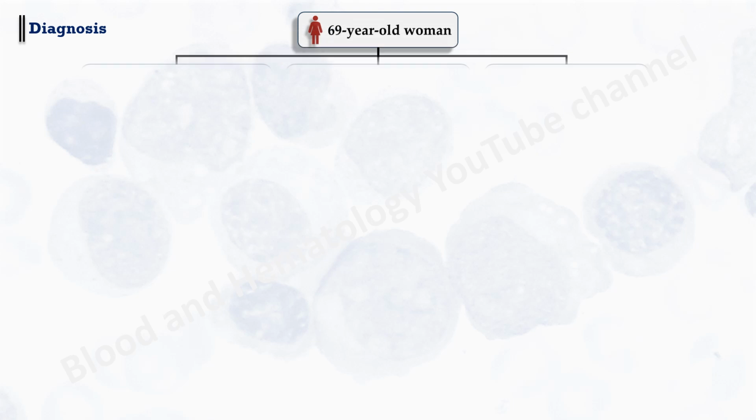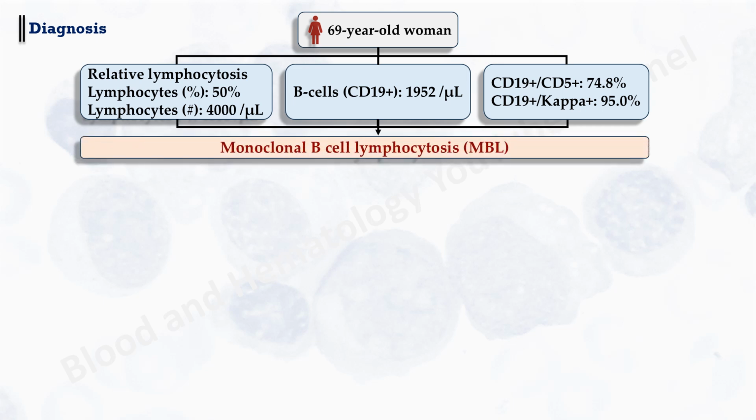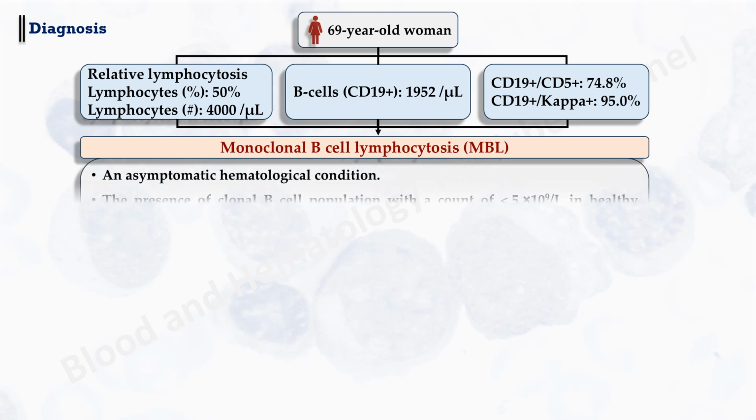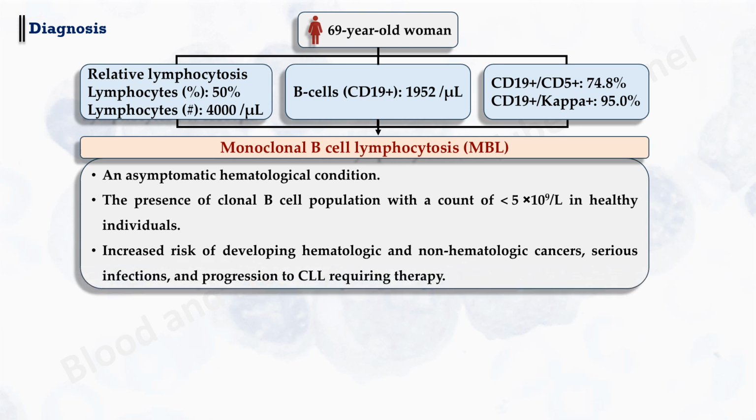The presented patient with relative lymphocytosis, increased B-cell count and clonal CD5 positive B-cell population with kappa light chain restriction, was diagnosed as monoclonal B-cell lymphocytosis. MBL is an asymptomatic hematological condition characterized by the presence of clonal B-cell population with a count of less than 5,000 per microliter in healthy individuals.